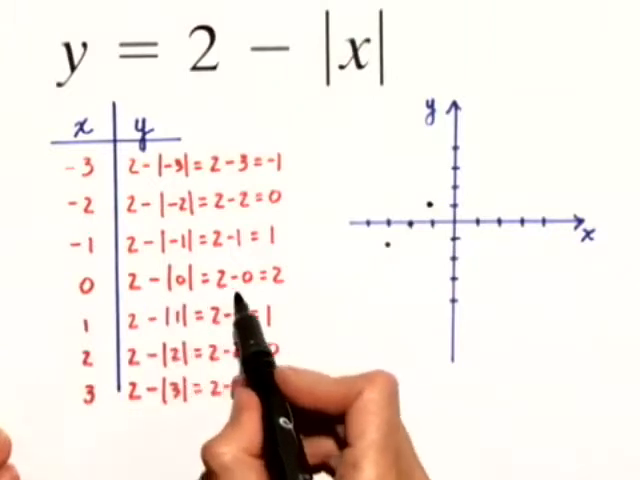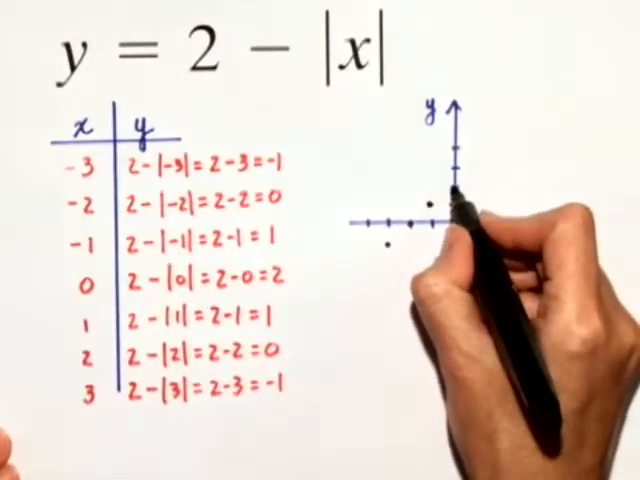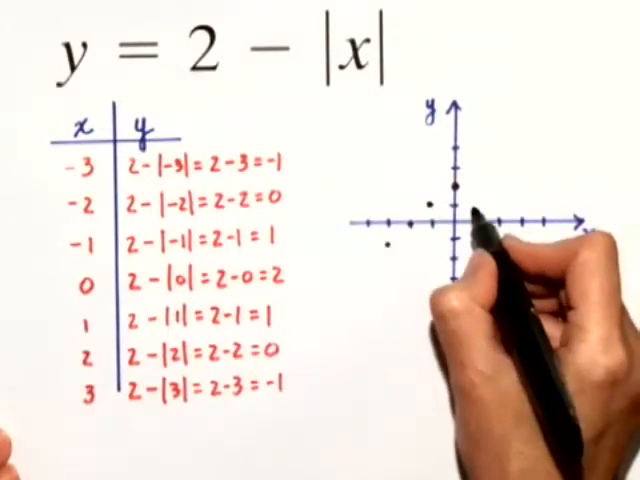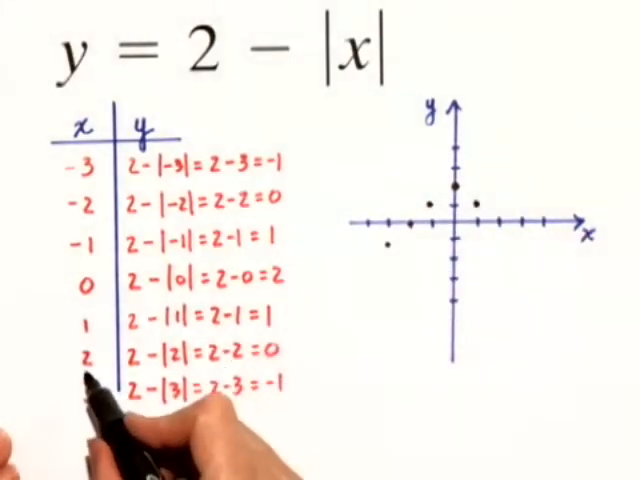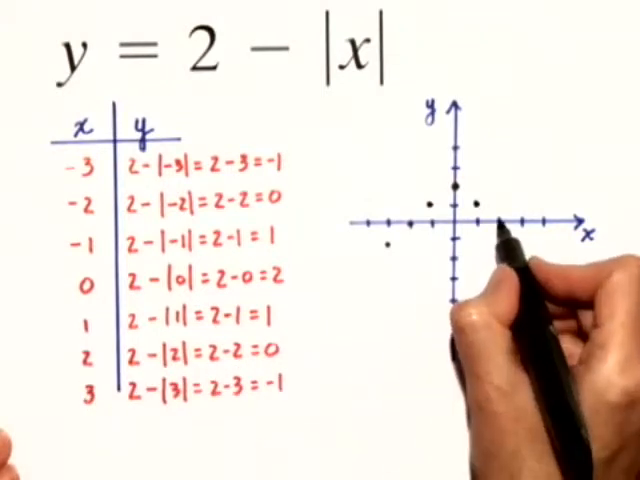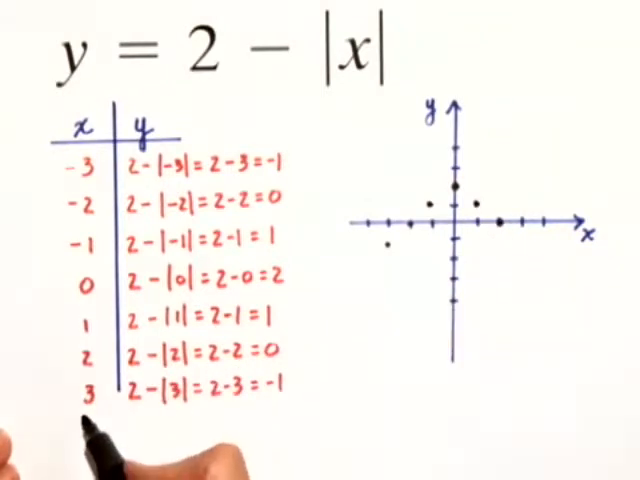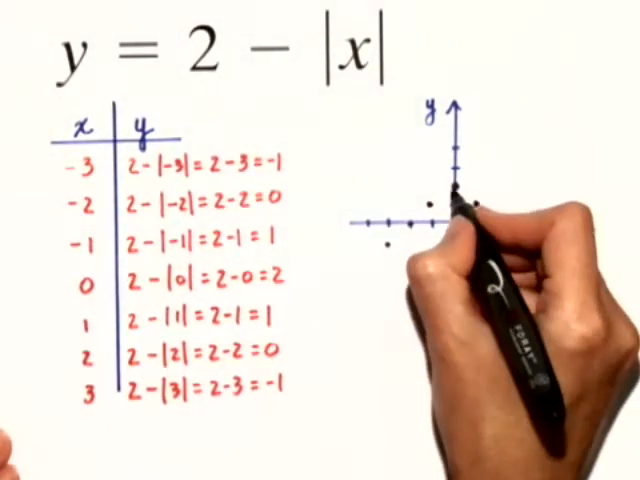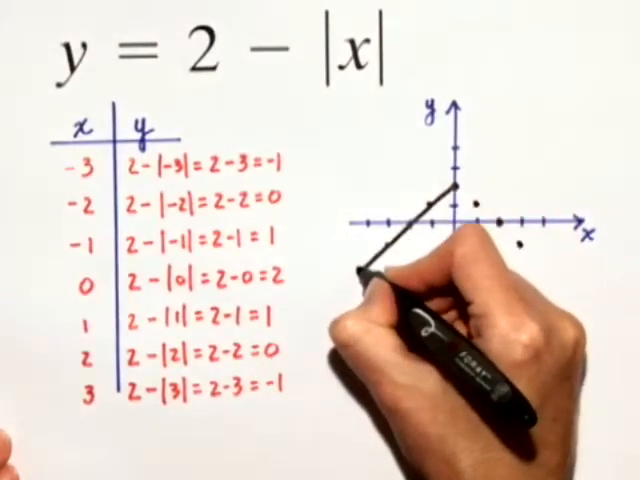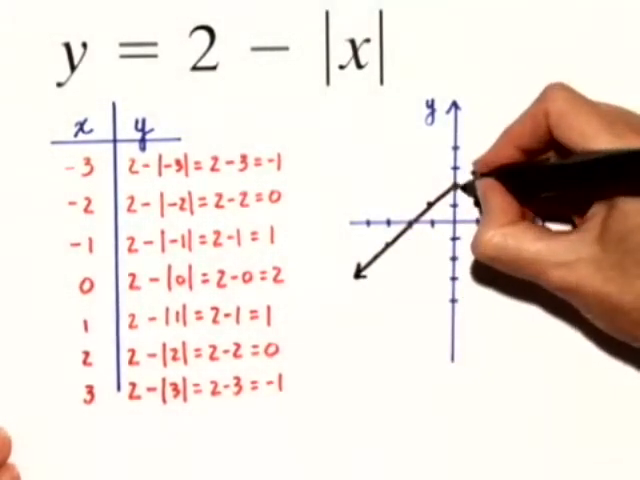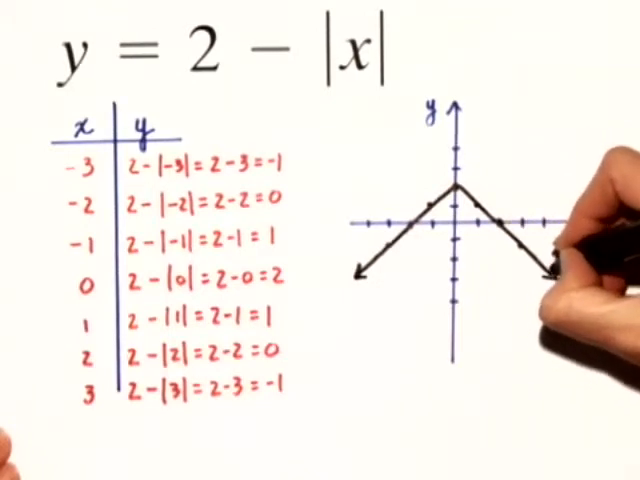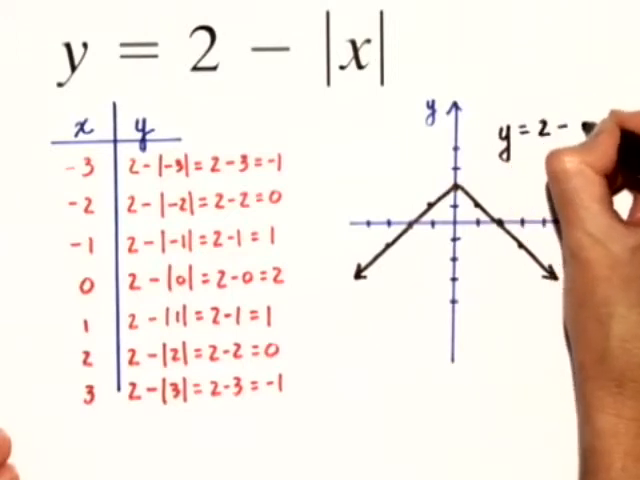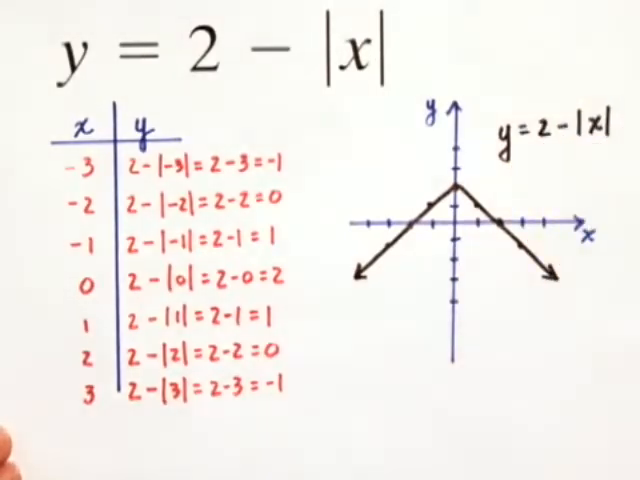When x is 0, y is 2. So 0, 2. When x equals 1, the y-coordinate is 1. When x equals 2, the y-coordinate is 0. And finally, when x equals 3, the y-coordinate is -1. And we know an absolute value equation has a V shape. And this is the graph of the equation y is equal to 2 minus the absolute value of x.